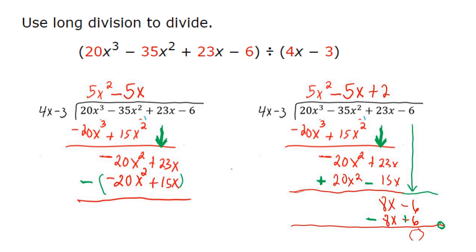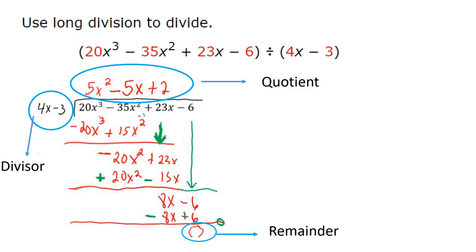What can I multiply to 4x to get a positive 8x? Well, that would be 2. If I multiply 2 times 4x gives me the 8x. Then I have to multiply the 2 times the negative 3 gives me a negative 6, but then I'm doing a subtraction, so I have to distribute the sign. So negative times a positive gives me a negative 8x, and a negative times a negative is going to give me a positive 6. Okay, so when I add this, my remainder is 0.